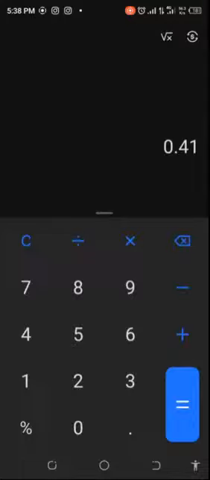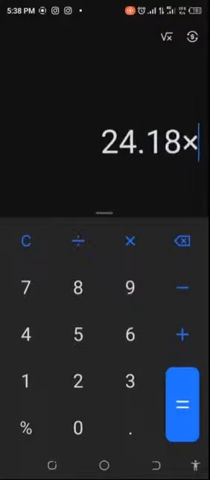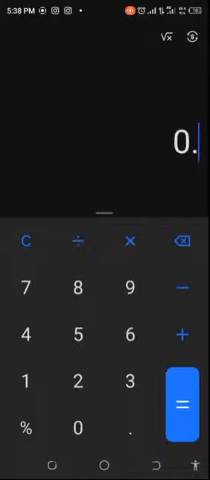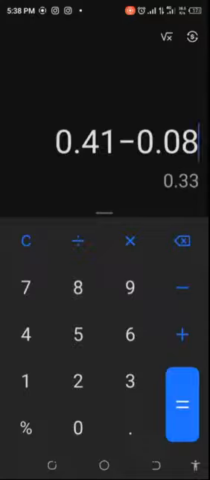So that's supposed to be 0.03, right? Point 0.3, yeah, 0.3%. So I'm going to take the entire amount. So this is 41 cents already. The entire amount is going to be 24.18, times 0.3%. So that's like 7 cents. So from 41 cents, let's take off like 8. That's 0.808. So we'll have 33 cents.